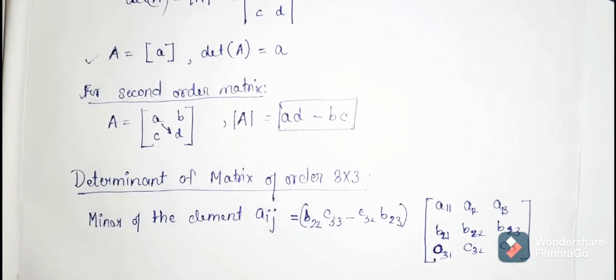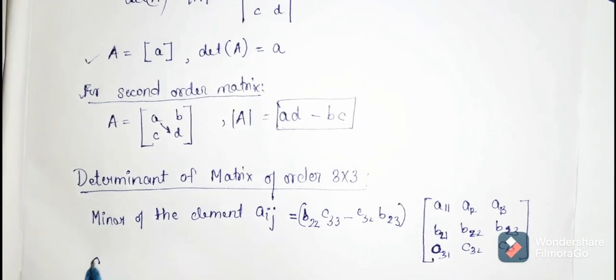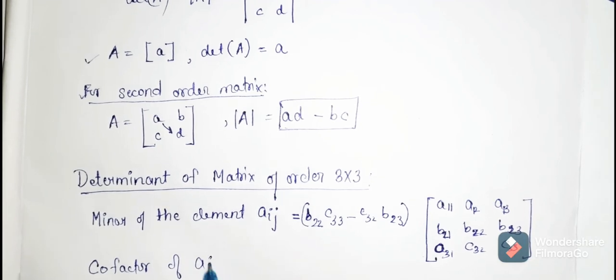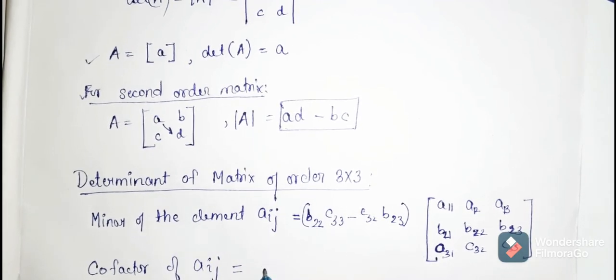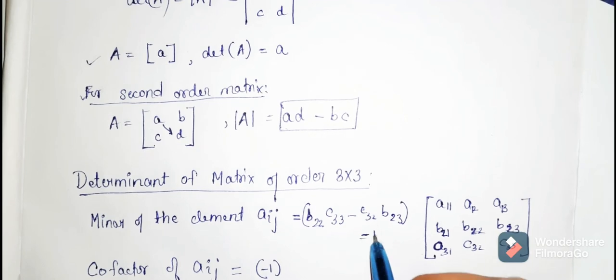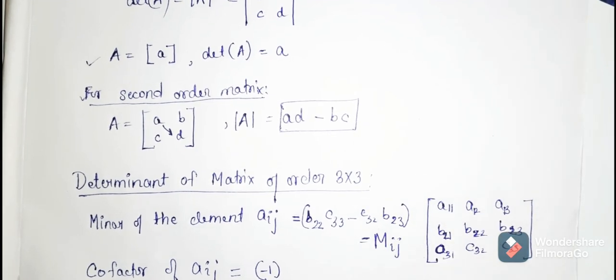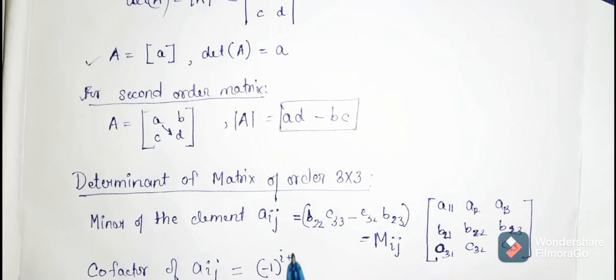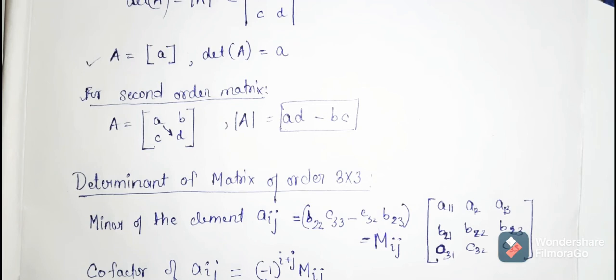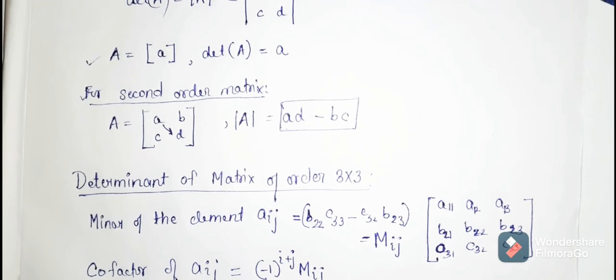Next, cofactor of Aij. How do we find the cofactor? The minor of the element Aij is denoted by capital Mij. So the cofactor of that element is found by (-1) to the power i plus j times Mij. Okay.